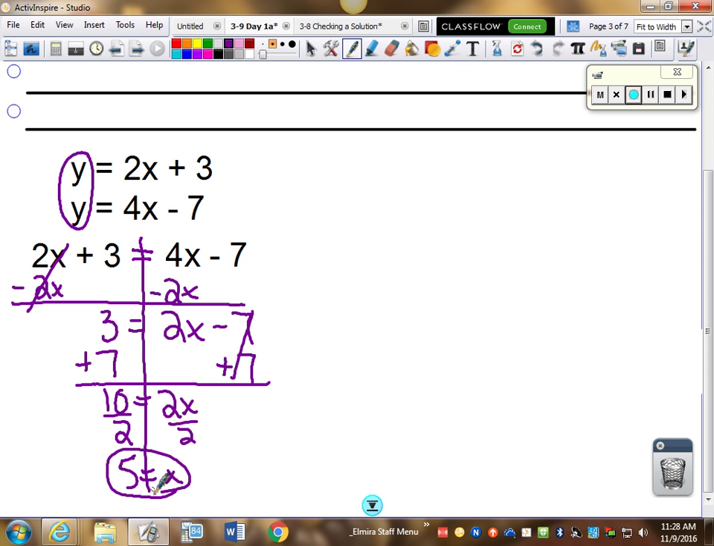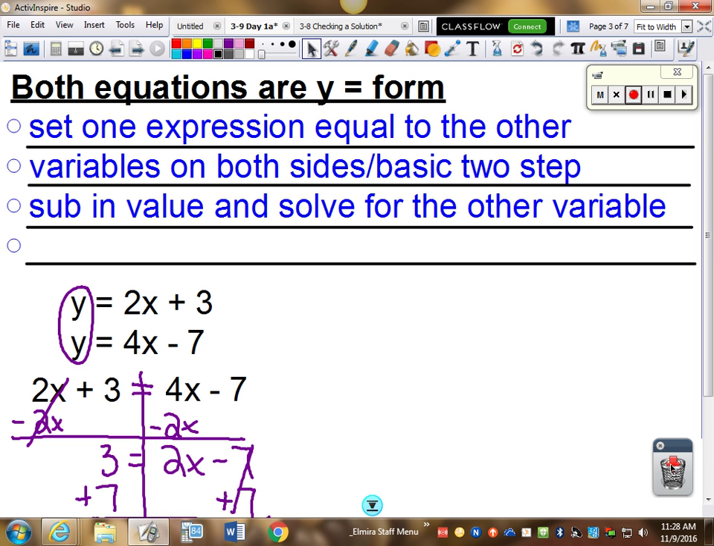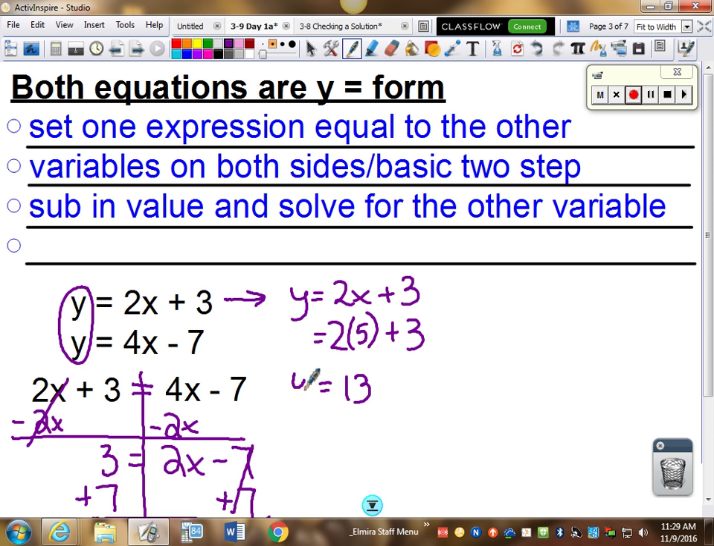However, we're doing a system of equations, and there's more than just an x in it. There's also a y. So we now know x is 5, but we don't know how much y is. So to find y, I'm going to sub in the value I just found into one of the equations. So say I took the 2x plus 3. So y equals 2x plus 3. I just found out that x was 5. So 2 times 5 plus 3 is 13.